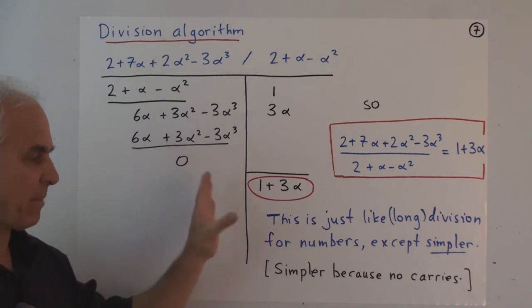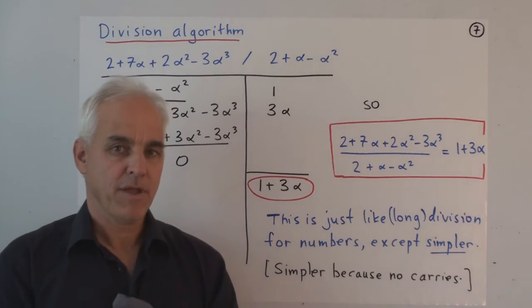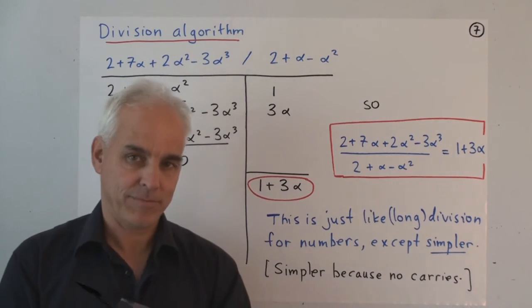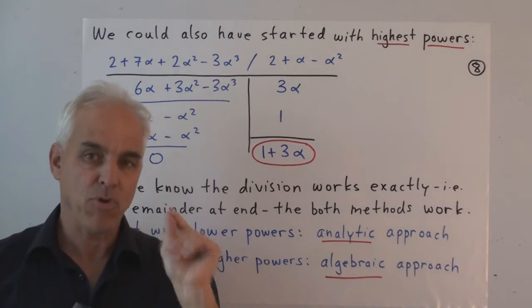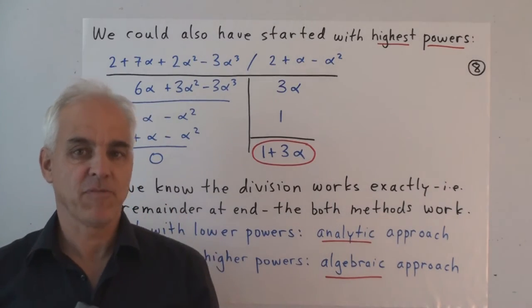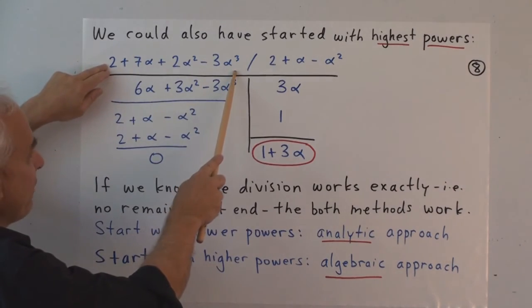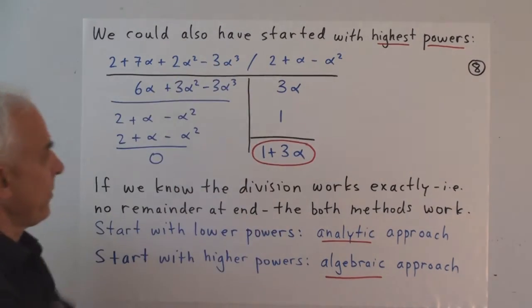Let's have a look at this example from a different point of view. This is not the only way that we can arrive at this answer. So let's look at that same question, but in a slightly different way. So there's the polynomial that we want to divide. We want to divide it by this.